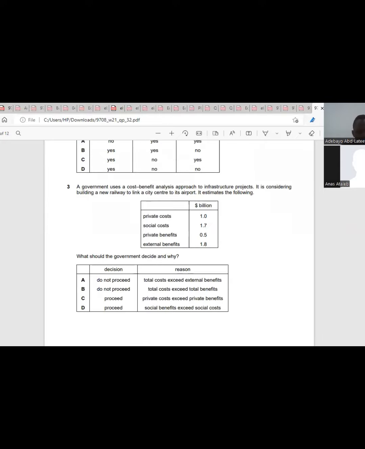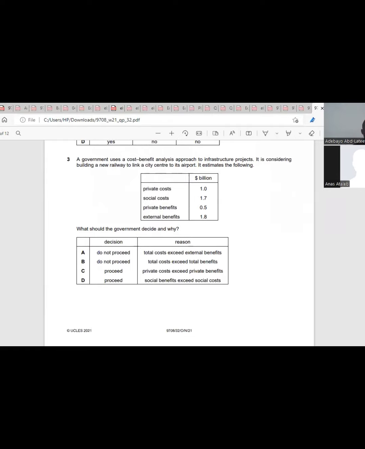So question 3. A government uses a cost-benefit analysis approach for an infrastructure project. It is considering building a new railway to link a city center to its airport. It estimates the following: private cost, social cost, private benefits, external benefit. What should the government decide and why? What is the difference between external benefit and social benefit? Social benefit is external benefit plus private benefits.